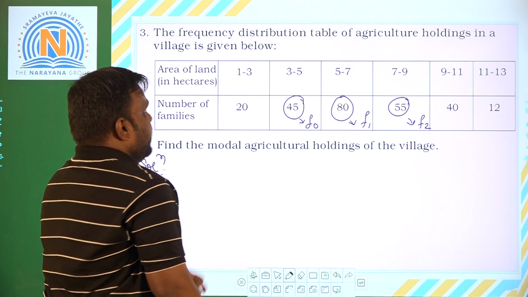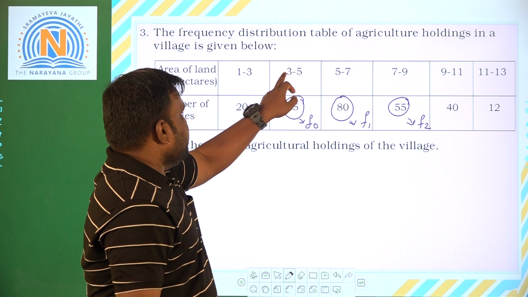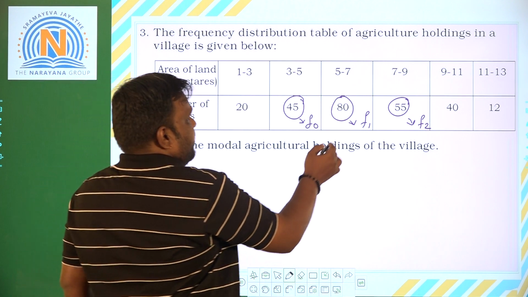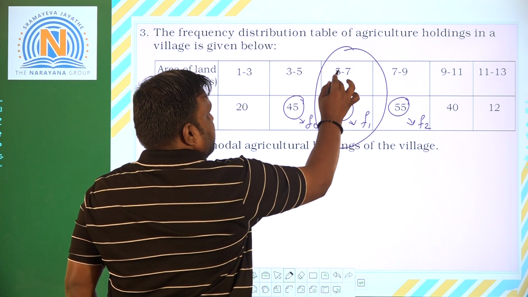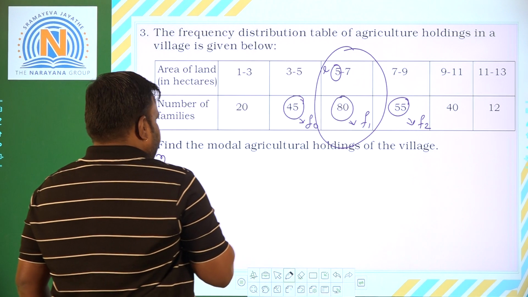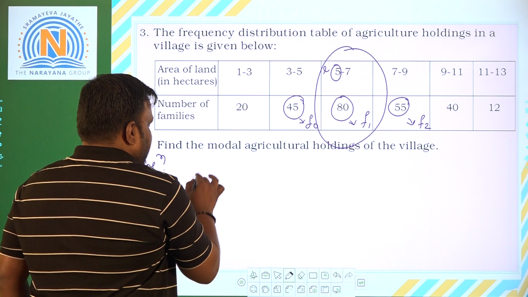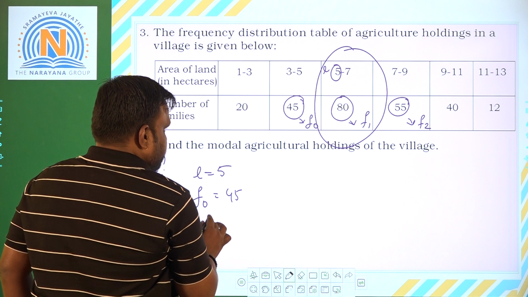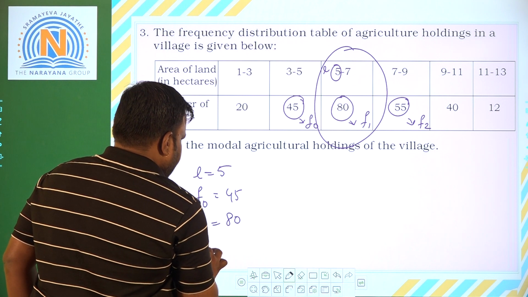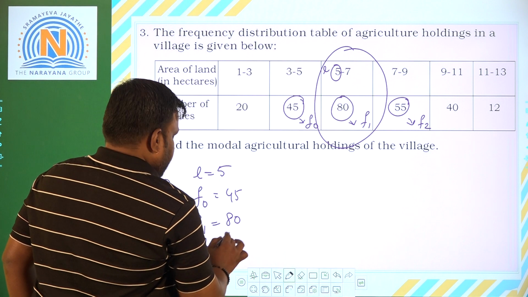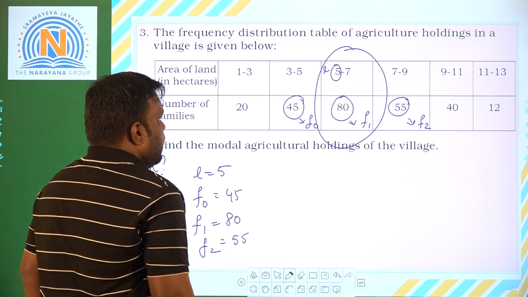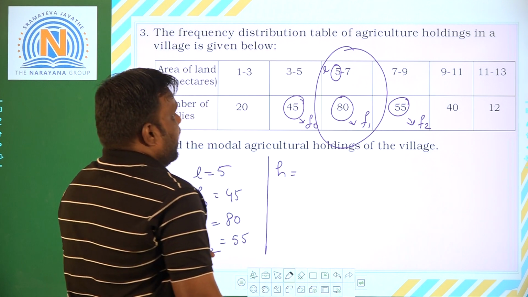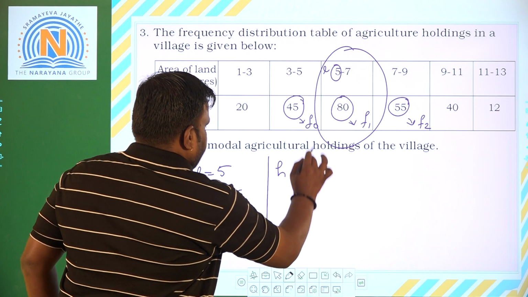And what will be our H? It is 1 to 3, 3 to 5. So 3 minus 1 is 2, or 5 minus 3 is 2. So in this case H will become 2. And where is the modal class? This is the modal class for us. So this 5 becomes L. That means, from the data, L is equal to 5, F0 is equal to 45, F1 is 80, F2 is equal to 55, and H is equal to 2. So H value is 2.